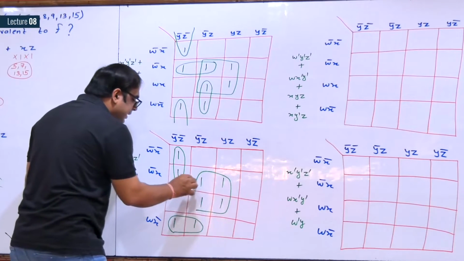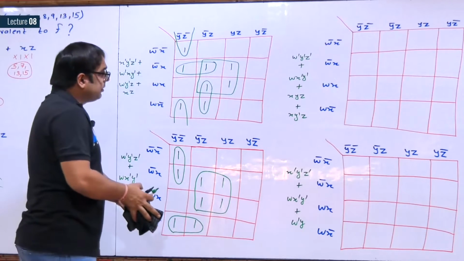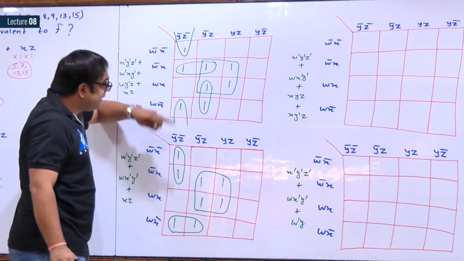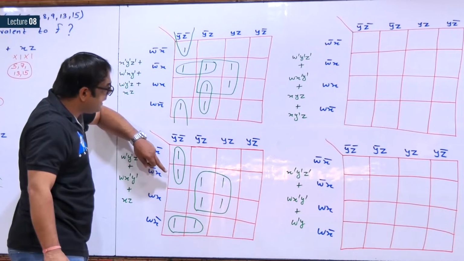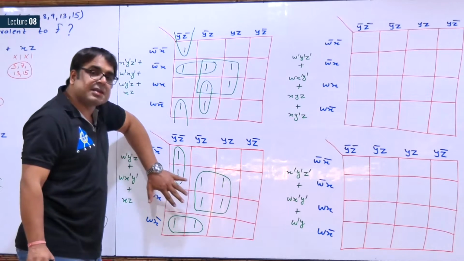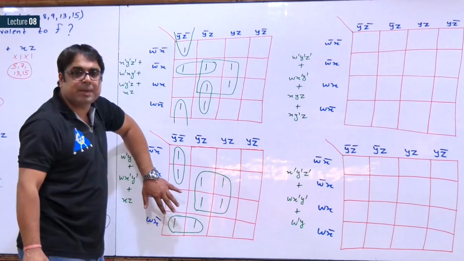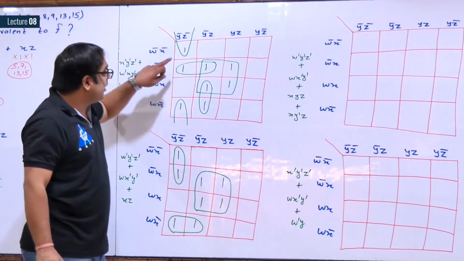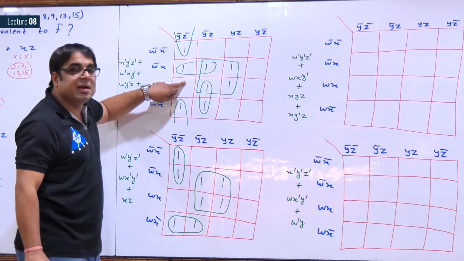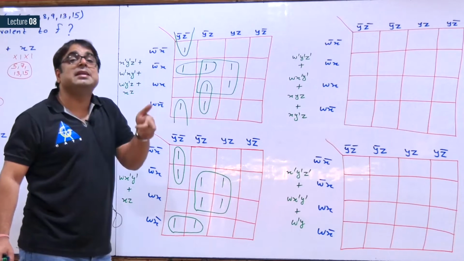Now if you will see, both the minterms are exactly same. Obviously, this is the best grouping possible for this K-map. But if somebody has done this K-map grouping, you cannot say it is incorrect.